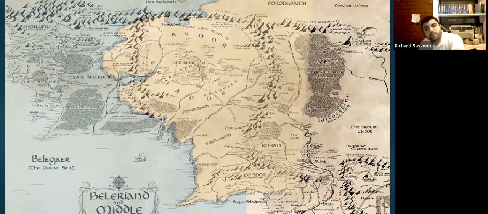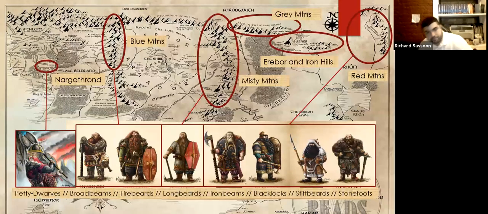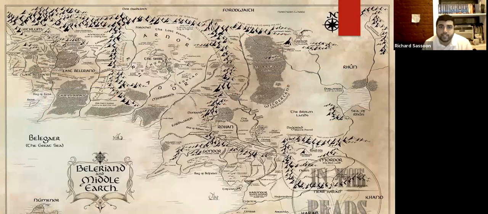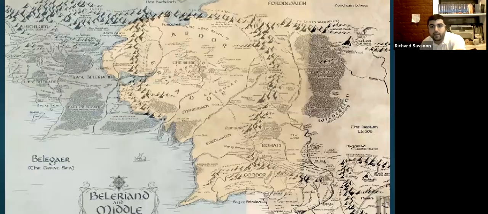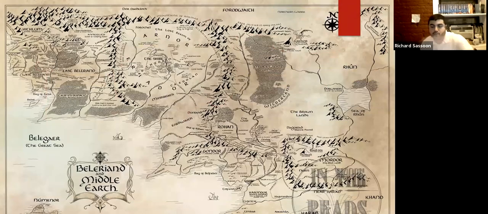But if we go back to this map, we can see that the world is divided into three major chunks by the mountains, right? You have that westernmost area called Beleriand, you have that central land called Eriador, and to the east you have Ravania. So if we see the mountains cutting up these cubes of territory, we have those three regions.